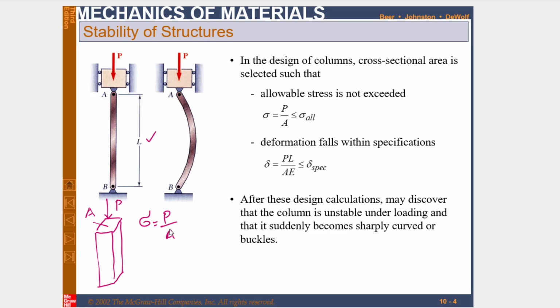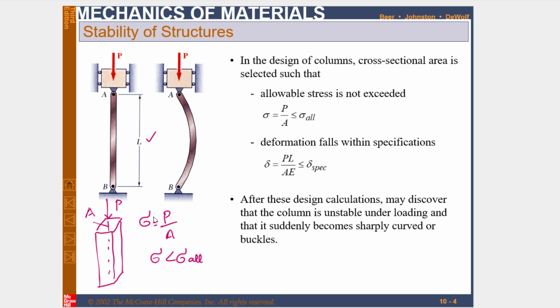So if A is the cross sectional area that is selected, the value of stress will be P by A on the transverse section. Why transverse section? Because this is the axis, so this area is perpendicular to this axis. So this is a transverse section, and this stress should be less than the allowable stress for a safer design for the material that is used.